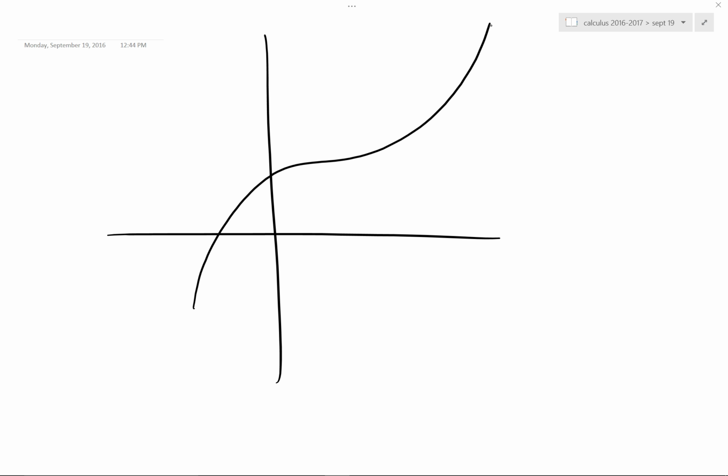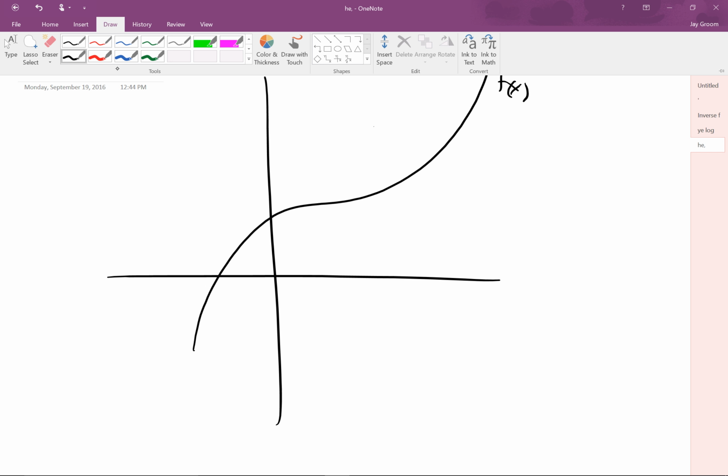Okay? Now, the question then becomes, well, how do I do this? So if you have functions like this, watch Mr. Groom draw a function. Does this one pass the vertical line test? Well, yes, it's a function. Does it pass the horizontal line test? Maybe. Sure looks like it might. So will it have an inverse? Sure. What will its inverse look like? If this is f of x, if I were to sketch it, what would its inverse look like?